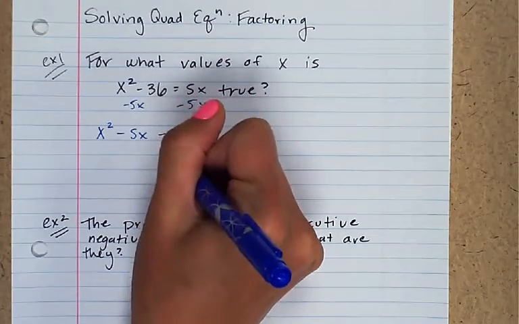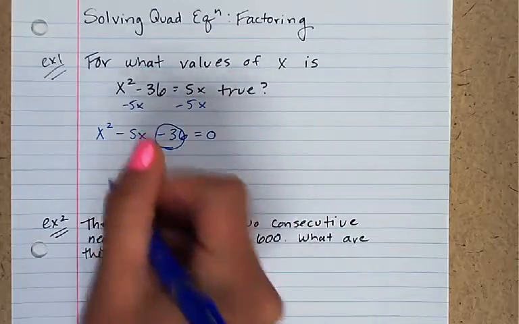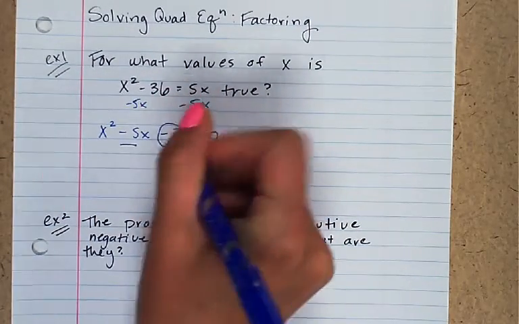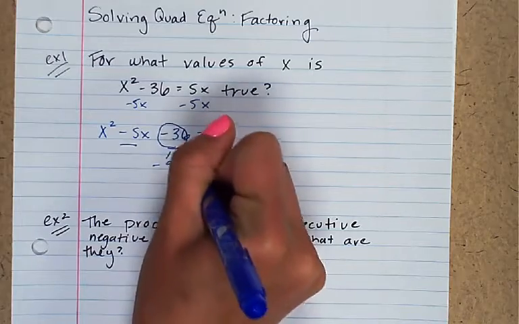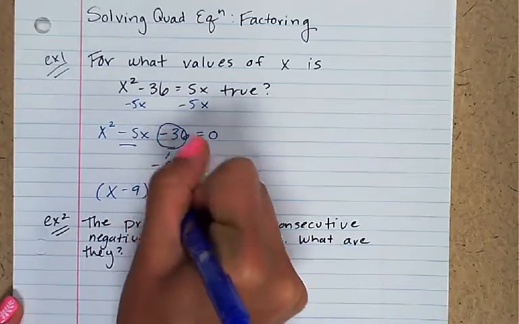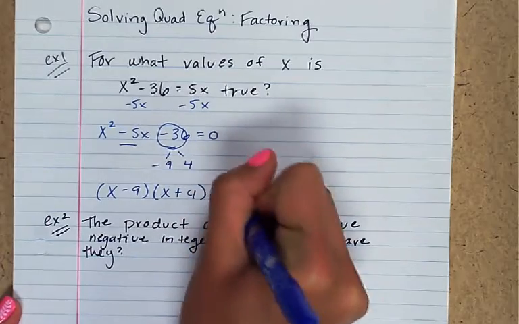So we have to decide what two numbers multiply to make negative 36 and add to make negative 5. That would be negative 9 and positive 4. So this will factor into (x minus 9)(x plus 4), and that has to equal 0.